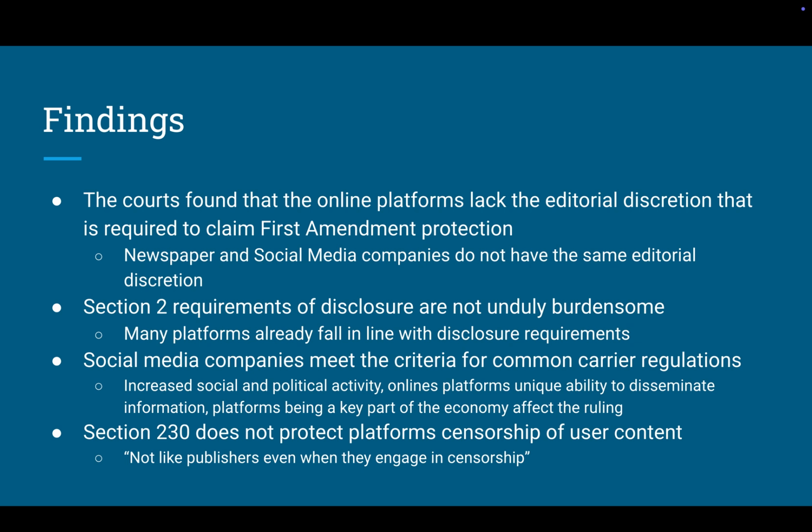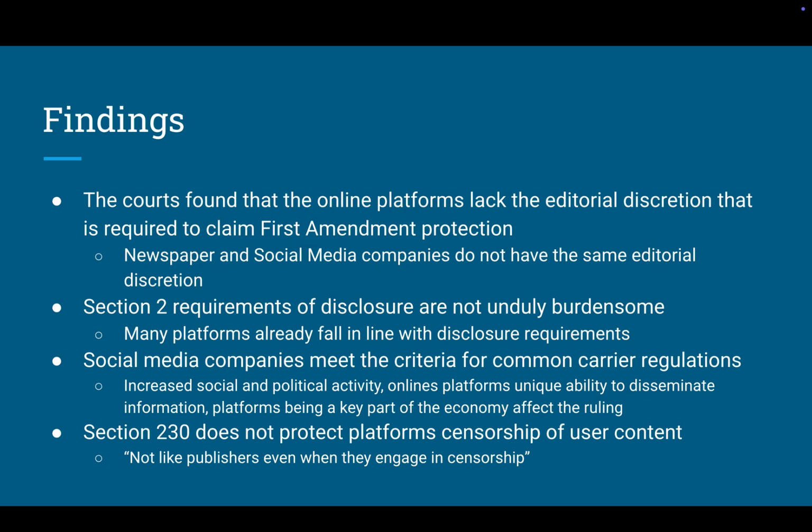Leading into the findings, the courts found that in regards to Section 7 and editorial discretion, online platforms do not have the same editorial discretion as newspapers like NetChoice have made the arguments for. Because of this, they do not have the ability to claim First Amendment rights.